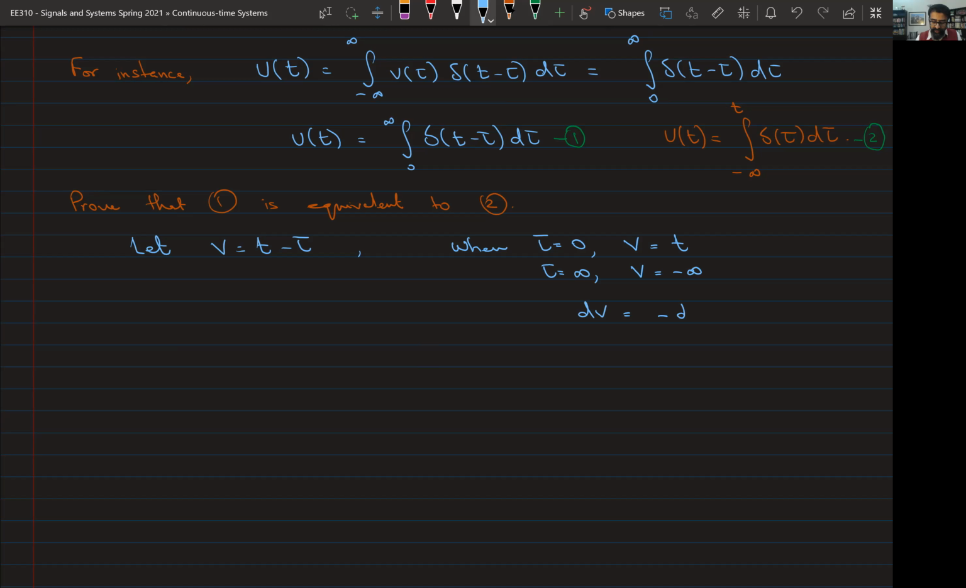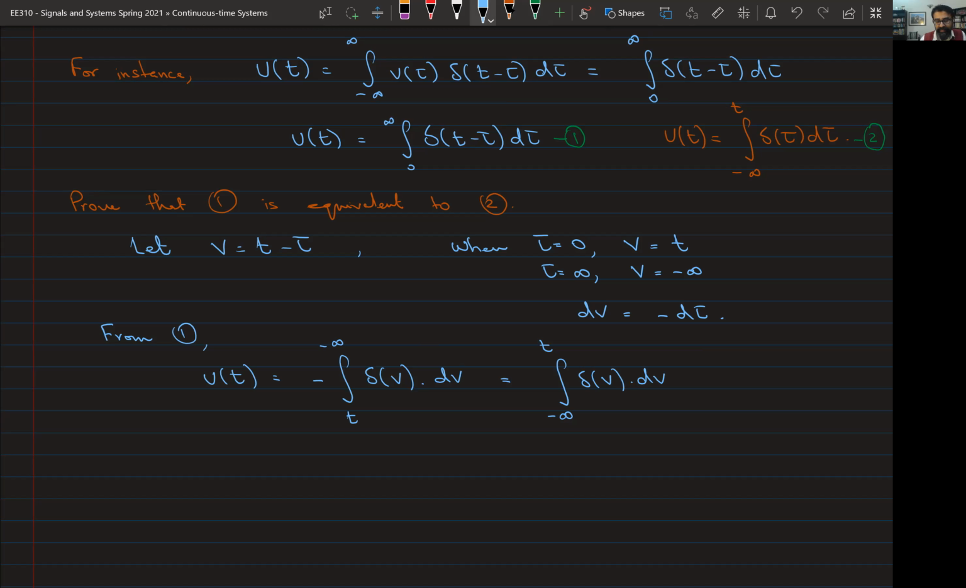So if I just apply this change of variables to equation number 1, what I will get is, from 1, u of t equals, so 0 changes to t and infinity changes to minus infinity, and this becomes delta of v times d tau, which becomes equal to minus dv. So this is dv and there's a minus sign here. So the minus sign I can incorporate inside the limit. So this is the integral from minus infinity to t of delta of v dv, right?